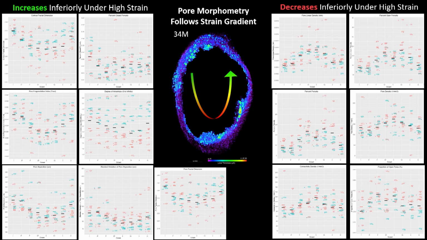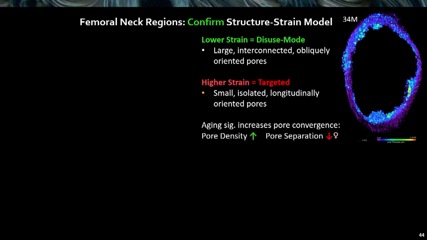So all of the graphs of the means of these variables essentially look like the parabola that is the bottom of the femoral neck. And so the femoral neck region statistically confirmed this structure strain model where under lower strain there is disuse mode remodeling resulting in large interconnected obliquely oriented pores. Whereas under high strain, very targeted, brief, precise remodeling, you get small, isolated, longitudinally oriented pores. The remodeling isn't as permissive, it gets in, it gets out, and it makes these very tight, isolated pore systems.